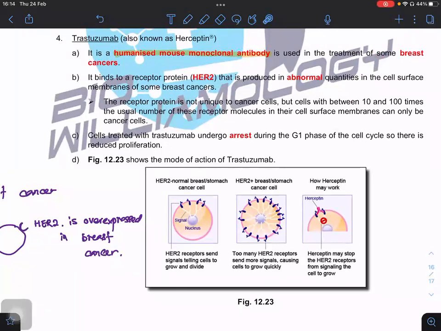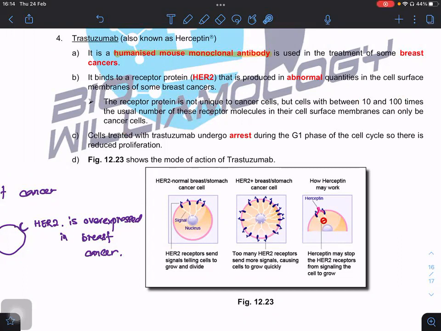So it binds to a receptor. Trastuzumab binds to a receptor protein called HER2 that is produced in abnormal quantities on the cell surface membrane of some breast cancer cells. The receptor protein is not unique to cancer cells, because normal breast cells also have this receptor, but cells with between 10 to 100 times the usual number of these receptors can be only cancer cells.